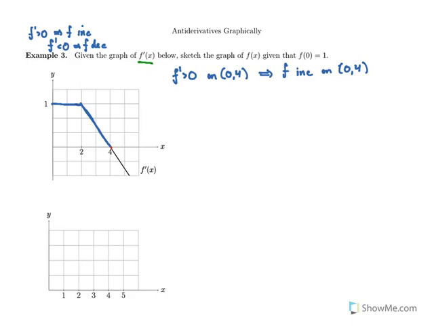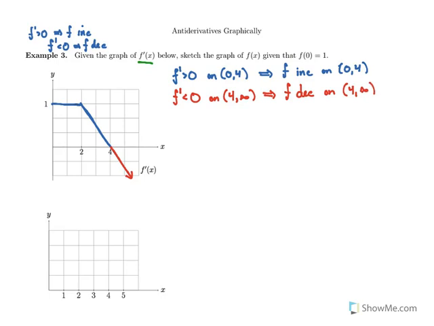Then we have that f prime is less than 0 on the interval 4 to, let's say, infinity. We're going to keep on going past. We're going to say this goes down to infinity. That means that f is decreasing on that interval.